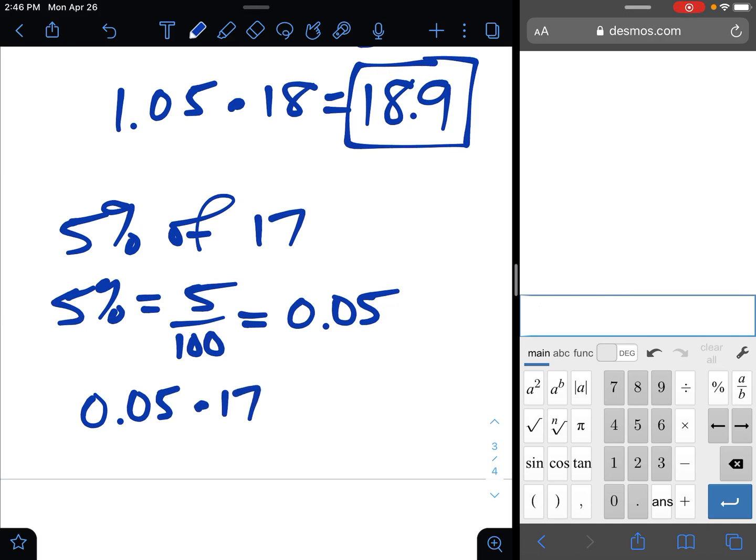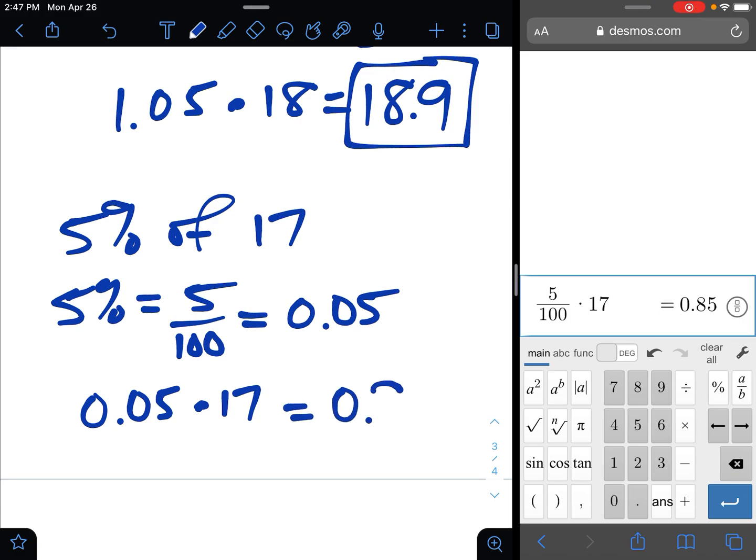And if you don't believe me, use a calculator. 5%, so 5 out of 100, there it is, 0.05, 5 hundredths. We do that times 17 and we'll get our answer, 0.85. Again, no need to round this. There's no reason to. That's a totally fine answer all by itself. And that's it. That's how we do those 4 problems with finding the part.